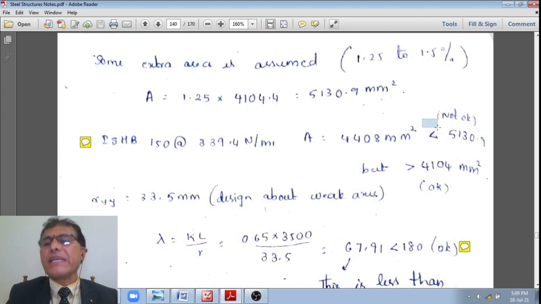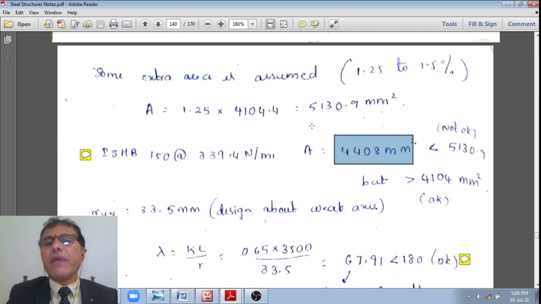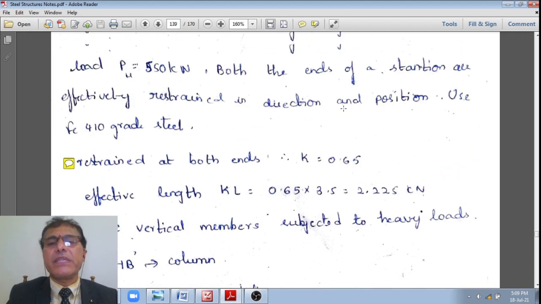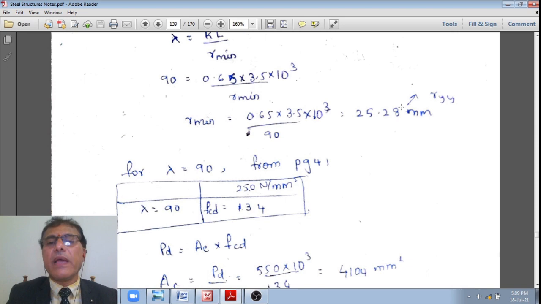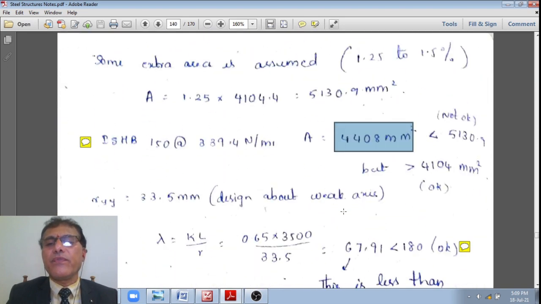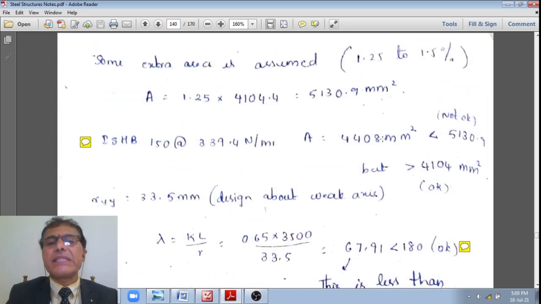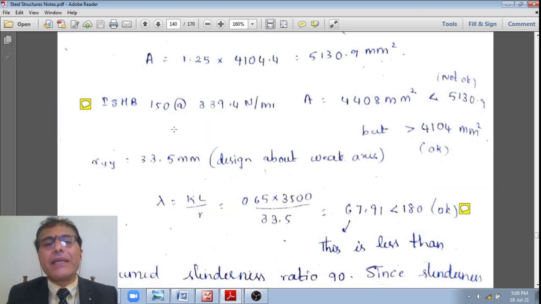You should choose a section which is not less than 5131 mm square, right? However, it is just greater than the basic value, without any increment. The basic value, without the 25% increment, is 4104. I'm simply proceeding with this, but as a student, don't proceed with this. You choose a section not less than 5131. Otherwise, you need to do another iteration. Because I want to optimize the section, I'm simply proceeding with this, right?